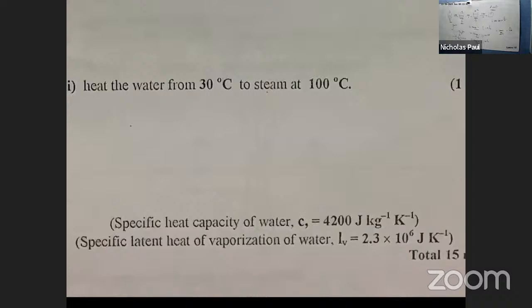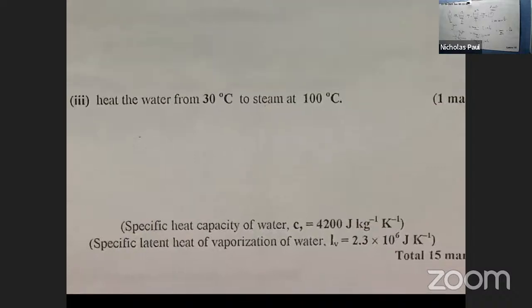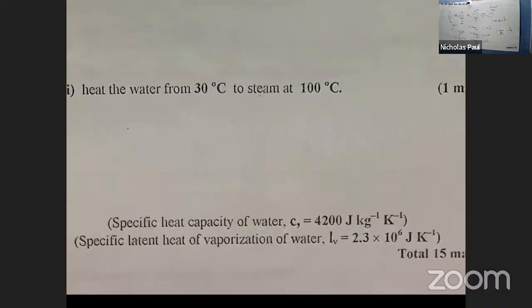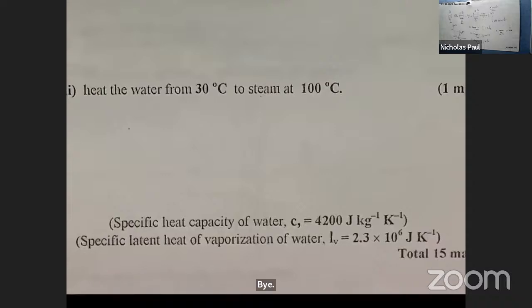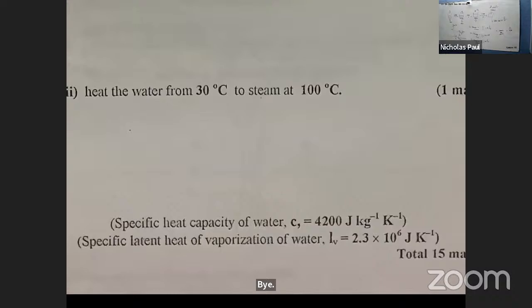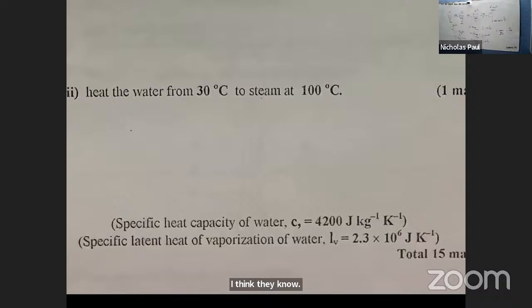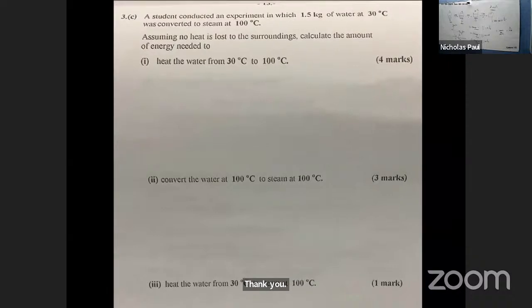Right? That's why c is 4200 and Lv is 2.3 by 10 to the 6. You know? All right, any questions? Right, so all right, let's go.